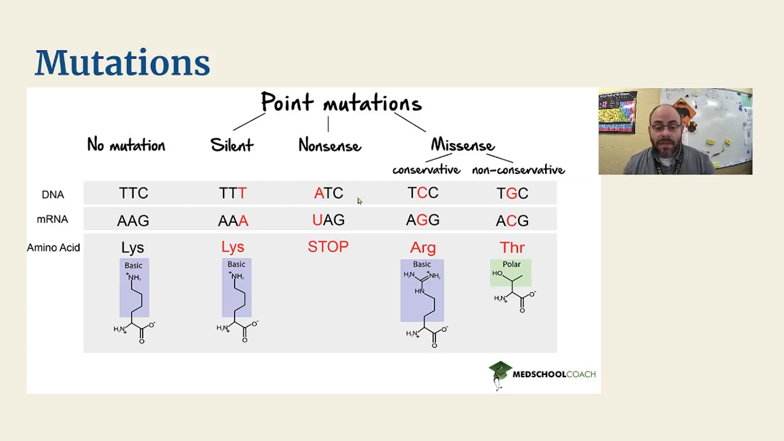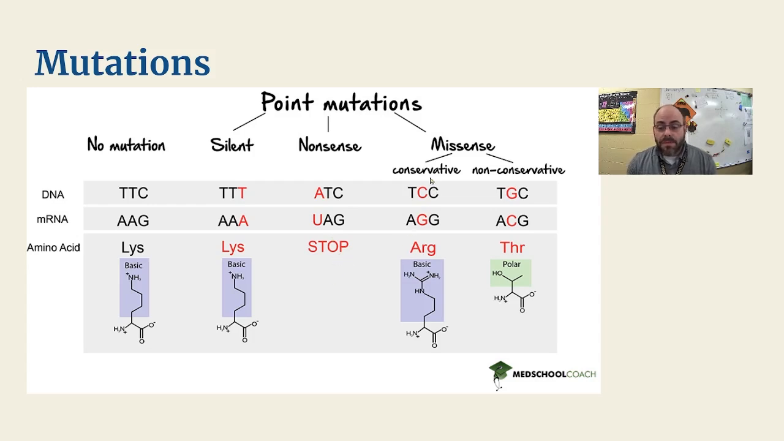A nonsense mutation, however, does create a change. Instead of TTC, you have ATC, which leads to the mRNA UAG, which is one of three stop codons. This causes an early stop codon, causes the polypeptide to break off prematurely, making a bad protein shape, which is going to disrupt function. So this is a nonsense mutation, which creates a faulty protein.